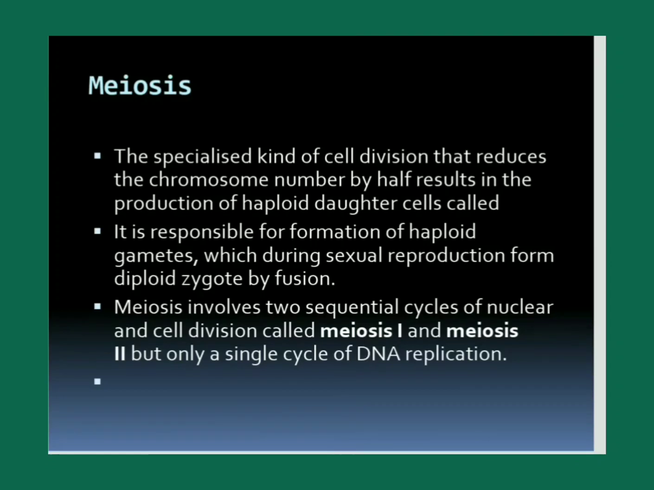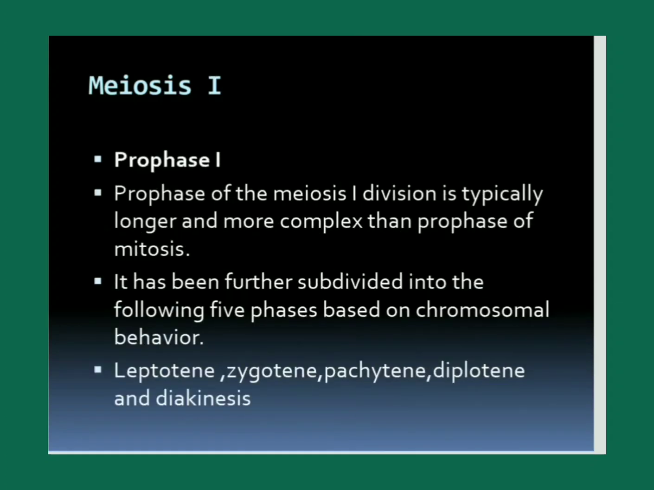Meiosis involves two sequential cycles of nuclear and cell division called meiosis 1 and meiosis 2, but only one single cycle of DNA replication takes place in the S phase. So meiosis 1 is again divided into karyokinesis and cytokinesis. Karyokinesis involves prophase 1, metaphase 1, anaphase 1 and telophase 1.